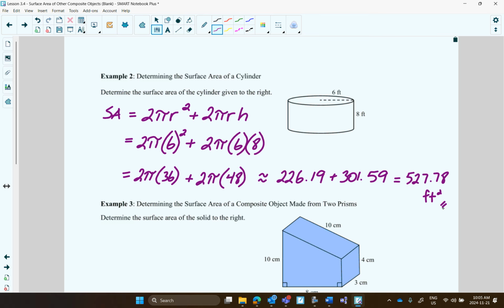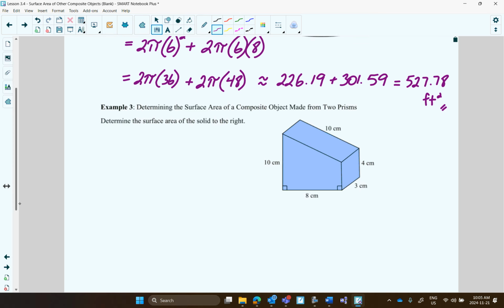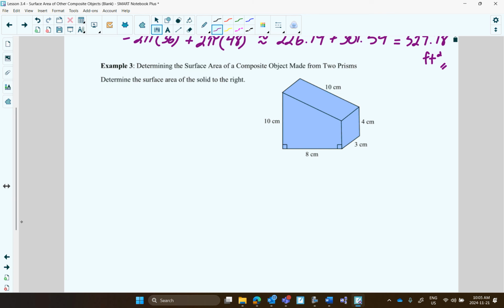So what happens when we combine some shapes? Well, this looks like a combination, if I were to cut like this, a triangular prism on the top and a rectangular prism on the bottom put together. But what I'm going to do is just find the area of all the faces and add them together. Okay? So let's look at the front.